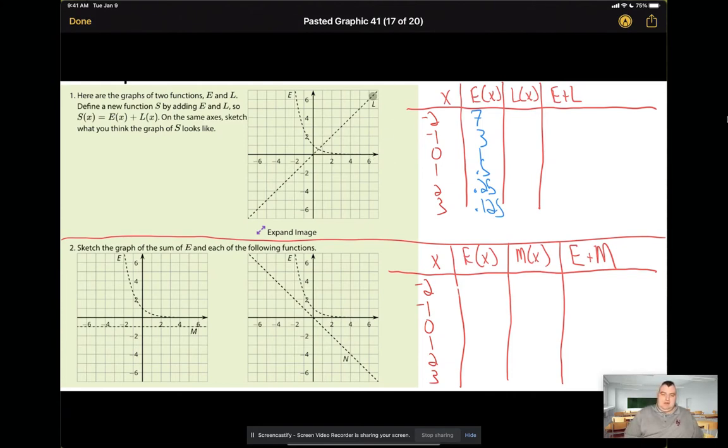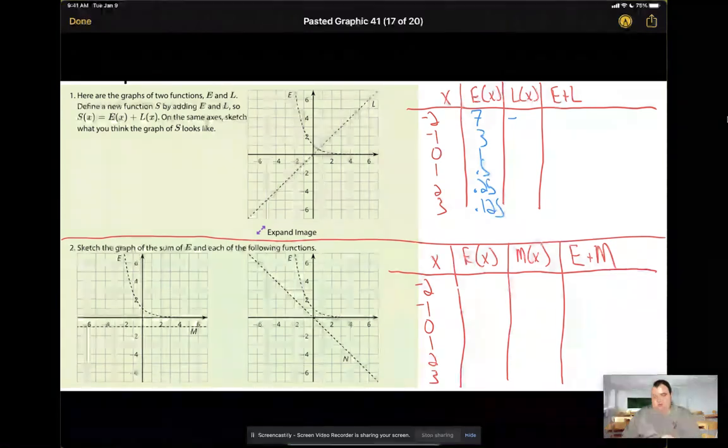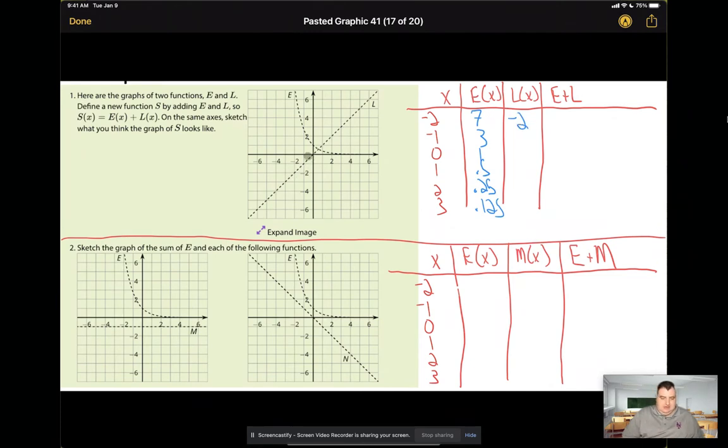For l of x, which is this line right here, at negative 2, we're at negative 2. At negative 1, we're at y equals negative 1. At 0, we're at 0. Hopefully you're seeing a pattern here. So at 1, we're at 1. All right, and this will be 2, and this will be 3. So our combined function is going to be e of x plus l of x.